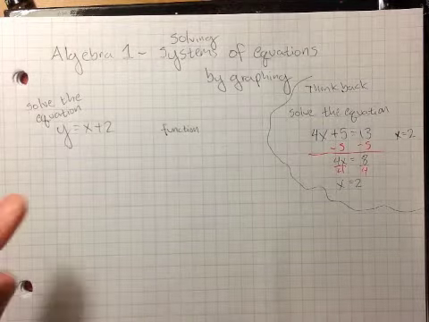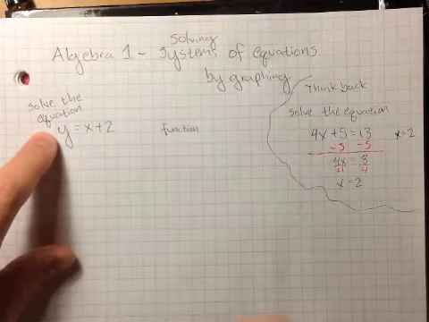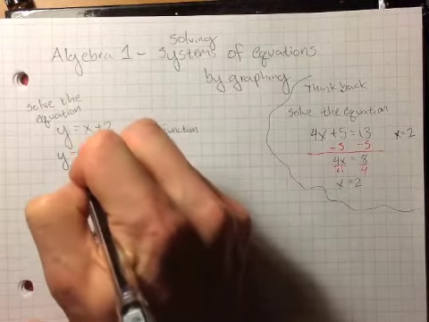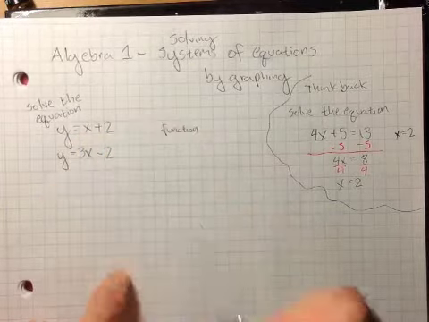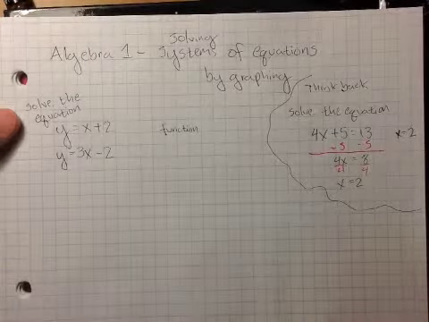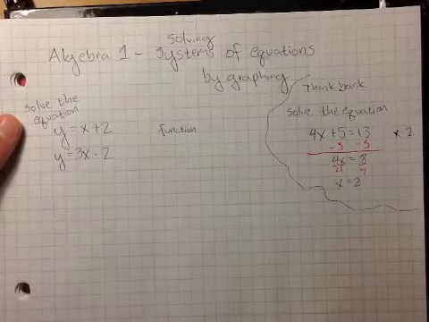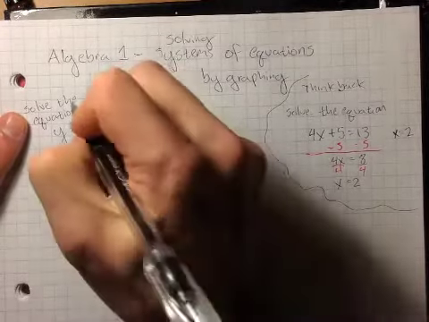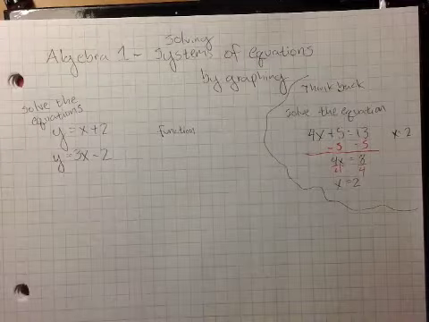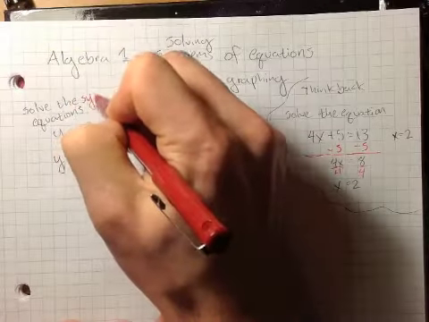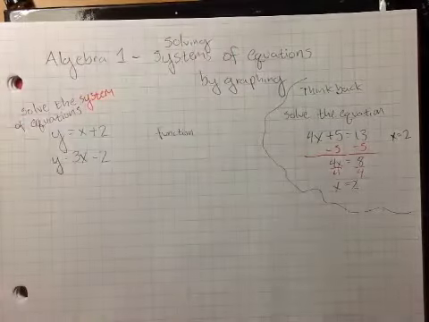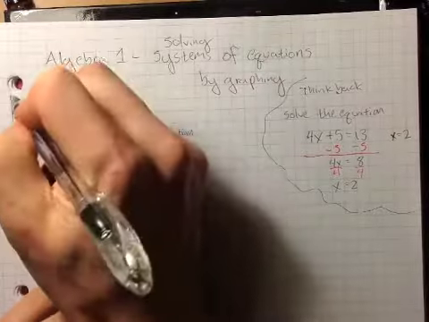Instead of just one equation, what if I gave you two equations? Say my second equation is y equals 3x minus 2. I'm just pulling that out of a hat. But now we have to change the directions of the problem a little bit. Now we have two equations, so instead of solve the equations, I'm going to introduce this new phrase: solve the system of equations. Now this problem makes sense.